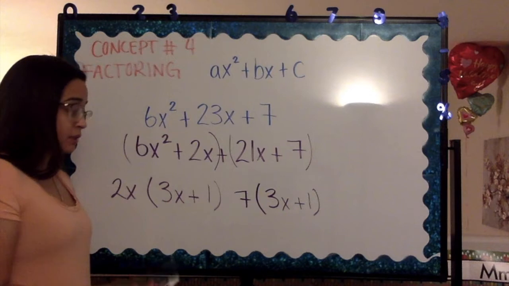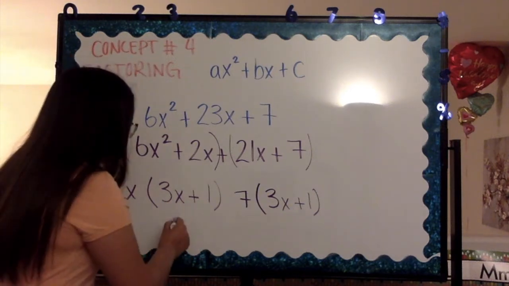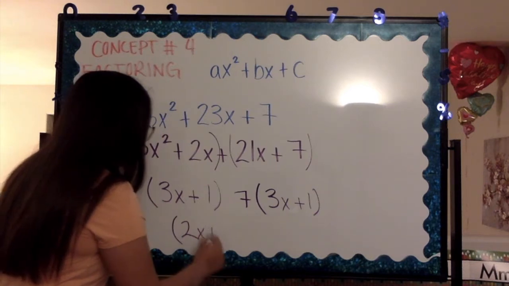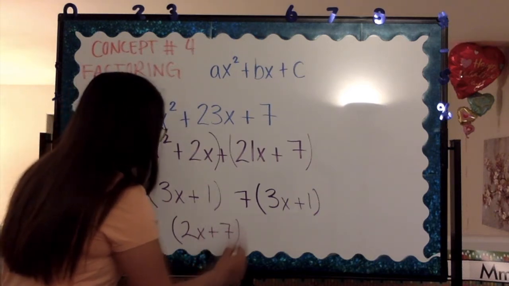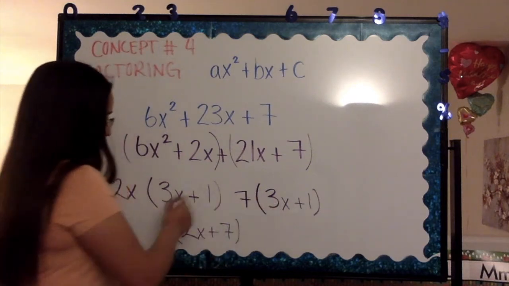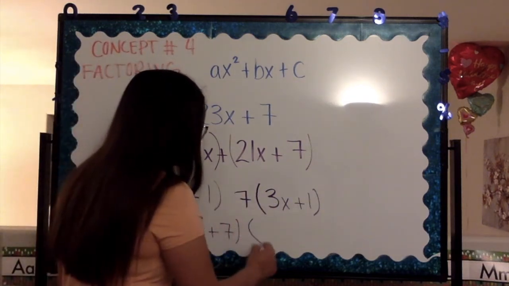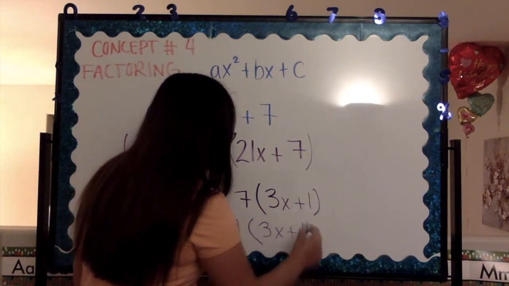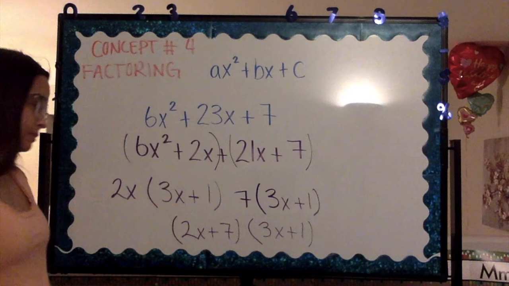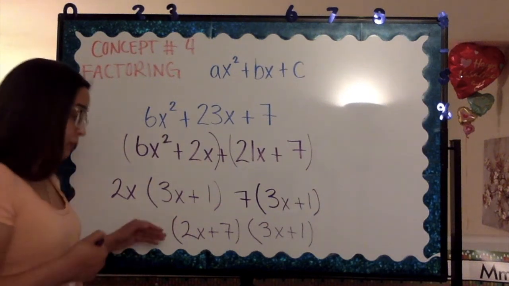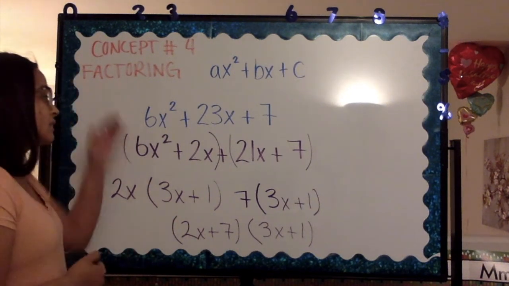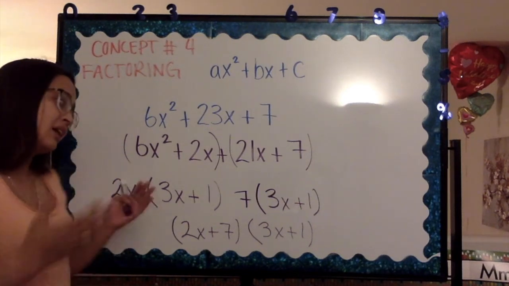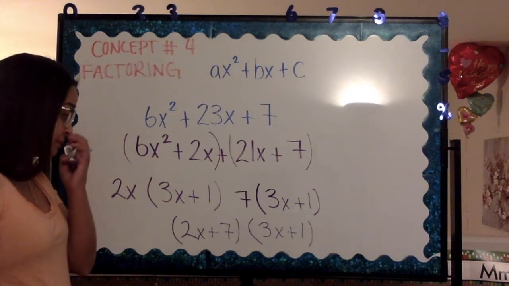So what we're going to be doing is, we're going to be grouping the greatest common factors, which are 2x and 7, and what we're left with after taking out the greatest common factors, which is 3x plus 1. And that would be the binomial that would give us this trinomial. Want to know how I know? Let's test it out.